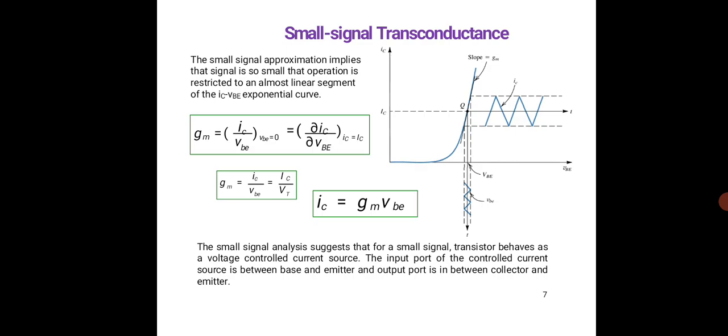So you can see here there is a Q point which is plotted almost in the linear segment, and the slope is equal to gm. Okay, and here, which we have seen previously, IC can finally be given as gm VBE. The small signal analysis suggests that for a small signal, the transistor behaves as a voltage controlled current source. The input port of the controlled current source is between the base and emitter, and the output is between the collector and the emitter.